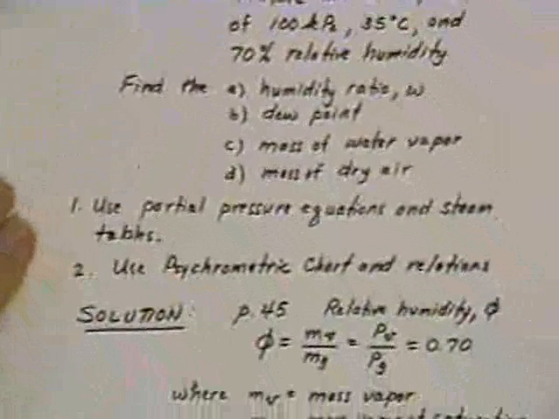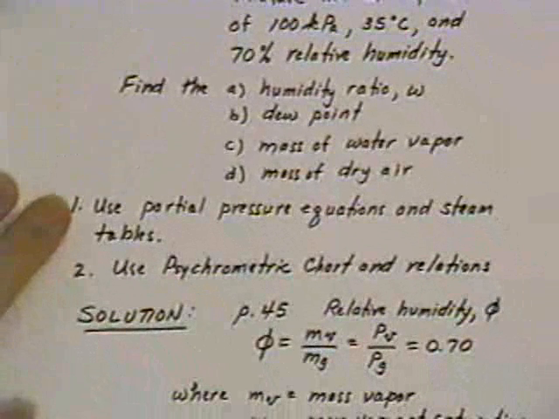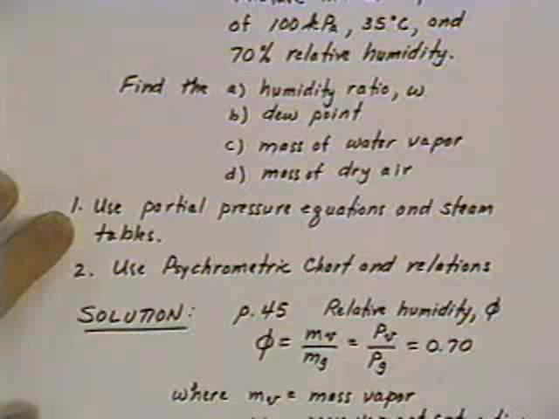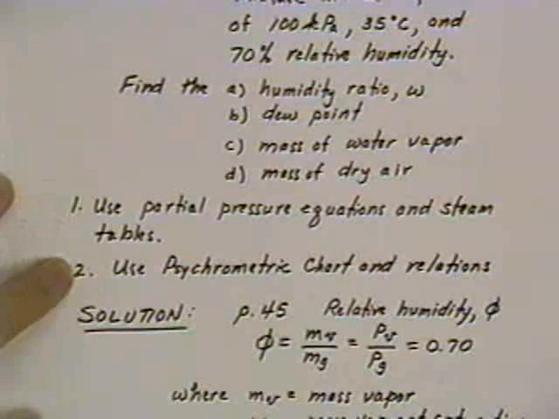Now, we're going to do this two ways. One is we're going to use the partial pressure equations and the steam tables, which is using Dalton's law of partial pressures and the information out of the steam tables, because the water vapor existing in the air is really steam, except it's at very low pressure conditions. And then we also want to use the psychrometric chart and the psychrometric relations to solve the problem. In many cases, as long as we're talking about atmospheric pressure, you can get a lot of the information and solve it much faster off the psychrometric chart than you can using partial pressure data.